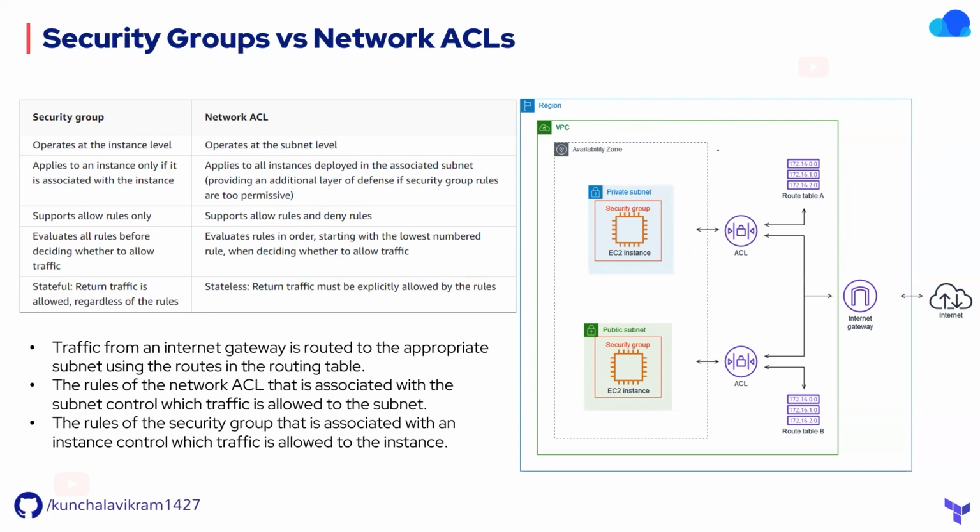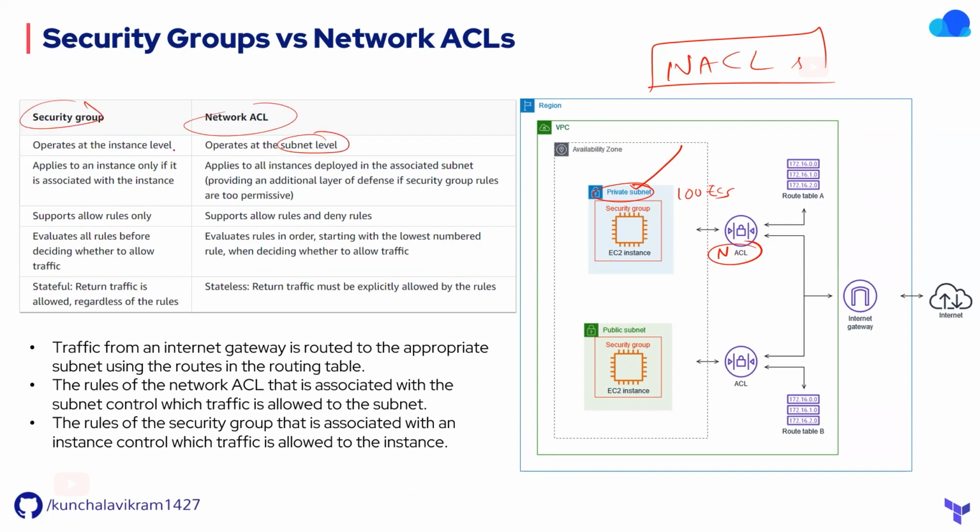Then what is NACL? Why were NACLs introduced? If there is a private subnet that has 100 EC2 instances, I cannot have security groups associated with each of them, right? Instead, I will associate a NACL at the subnet level. Then all the instances that are part of that subnet will get these rules. Always remember, NACLs operate at the subnet level. Security groups operate at the instance level.